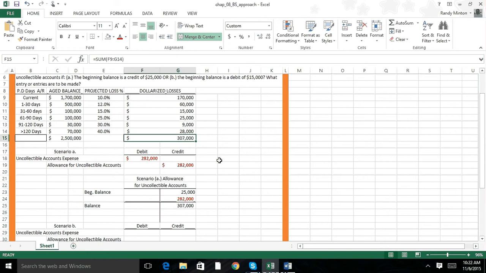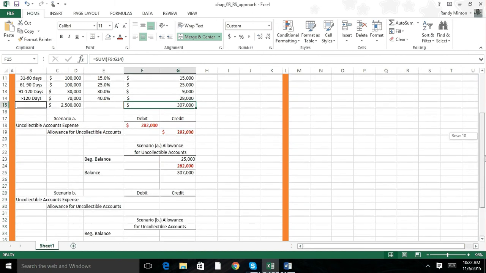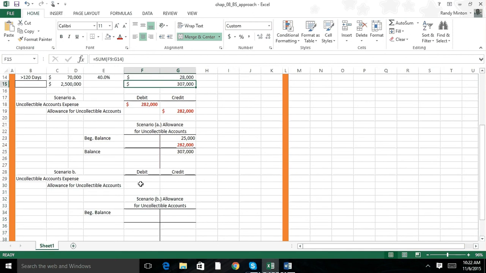Again, this is the balance sheet approach. This is the uncollectible accounts allowance, and for that reason we have to make it come out to that number. And you're going to see in just a second that this doesn't change, but the entry itself will change. And that's why I actually have here two possibilities for entries, whereas in the first video on the income statement approach, I only had a single uncollectible accounts expense and allowance for uncollectible accounts entry because it didn't change.